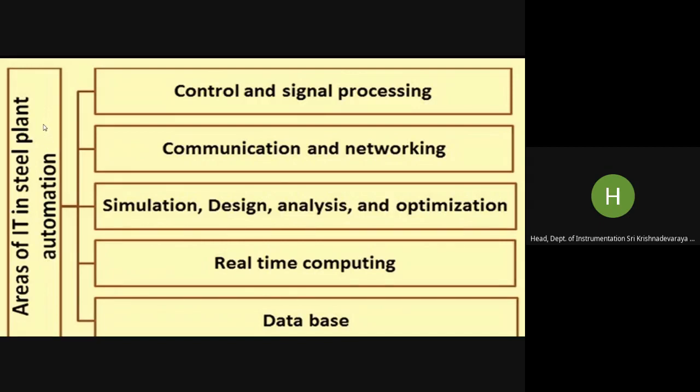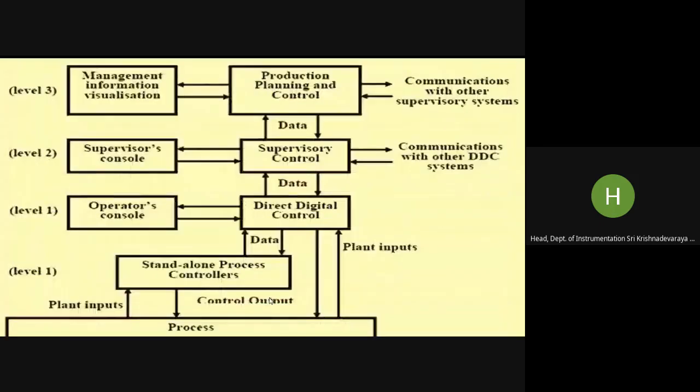Let's take one, the blast furnace. The blast furnace is one area here, and to that you are connecting control and signal processing, communication and networking, simulation, design, analysis and optimization, real-time computing, and building up the database for that. Once the database is there, it can be connected to your actual control system here. From this, the database is connected all over the plant. That's the basic difference.